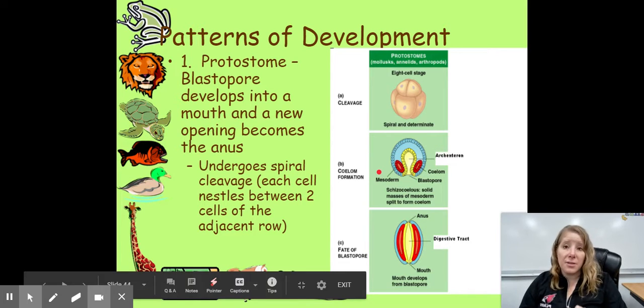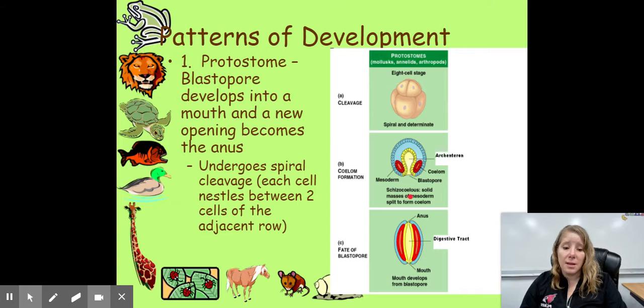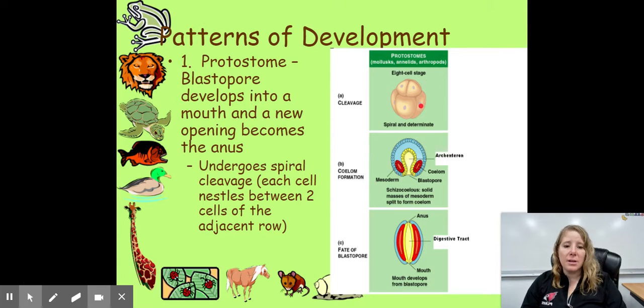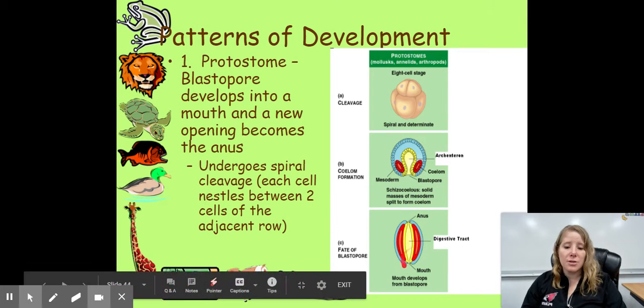And the other thing is schizocoely. I know this is a weird word, schizocoely. Schizocoely is going to be when the mesoderm forms, this red, here at the tip next to the mouth, between the endoderm and ectoderm. There we go. So once it's forming there, it'll grow all the way out until it looks like this. By the fate of this, it's actually pretty darn similar on the other one, but it's just how it gets there. So protostomes have spiral cleavage, schizocoely, and the mouth is formed first.